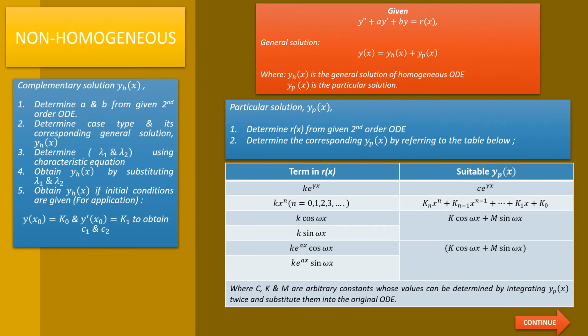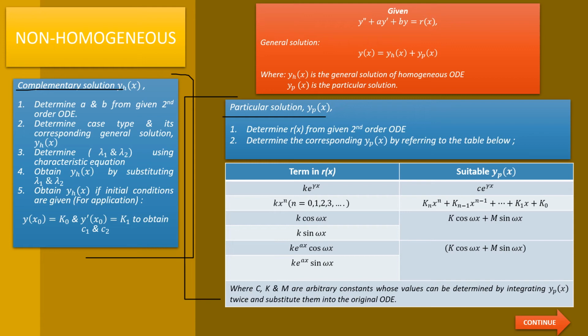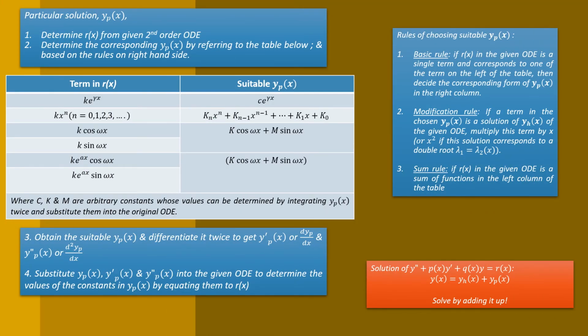So for the non-homogeneous part, basically we just have to find the complementary solution and also the particular solution. The steps are in here, I've written. For the particular solution, we find y_p(x) based on this table over here, as well as based on these 3 rules. And once we've gotten the particular solution, we just add up the particular solution and the complementary solution together to get the answer.